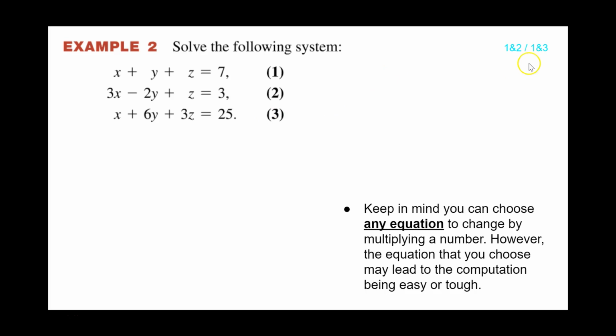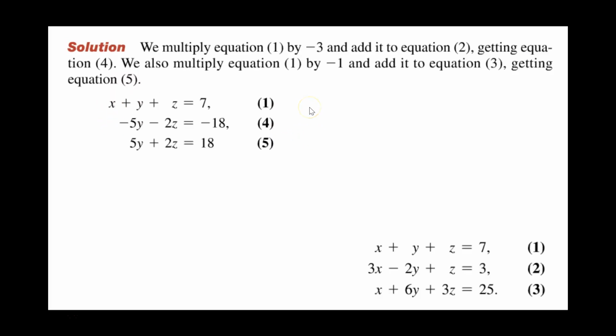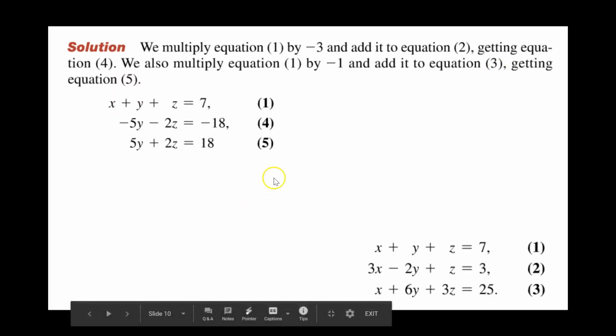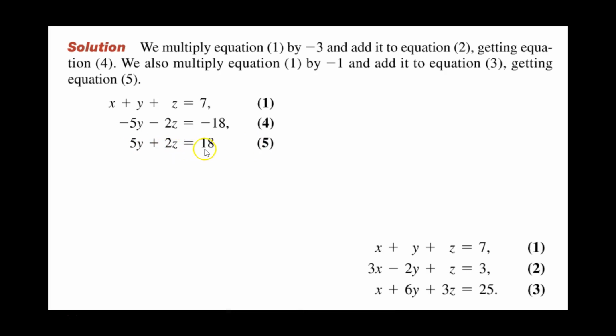The next thing I'm going to take is 1 and 3. Since the x's are already the same, I don't have to multiply by any number. I can just subtract them, and that way this x cancels out with this x. If I take 1 and 3, I create equation number 5, and this is where I get 5y plus 2z equals 18.